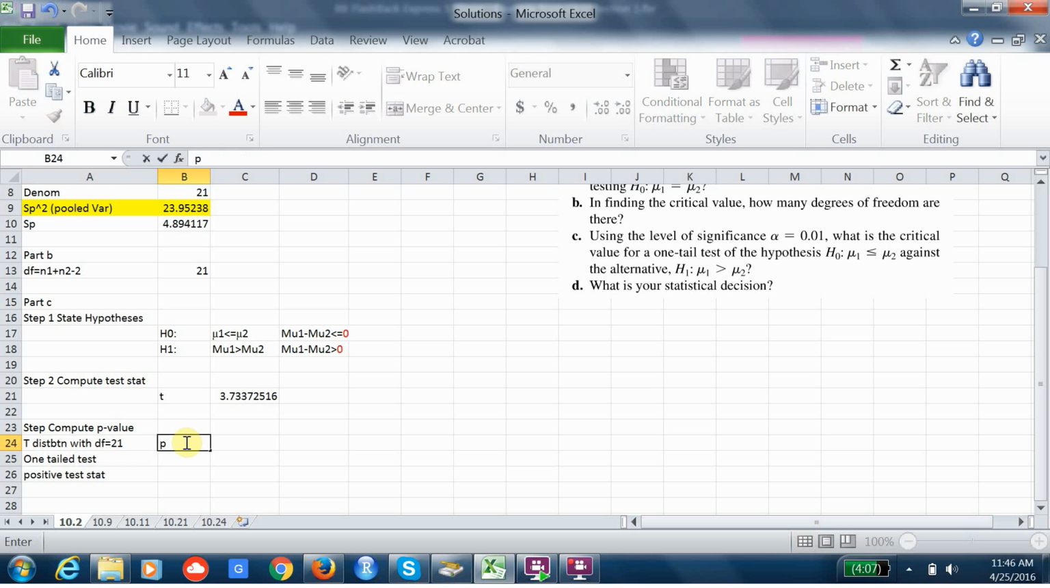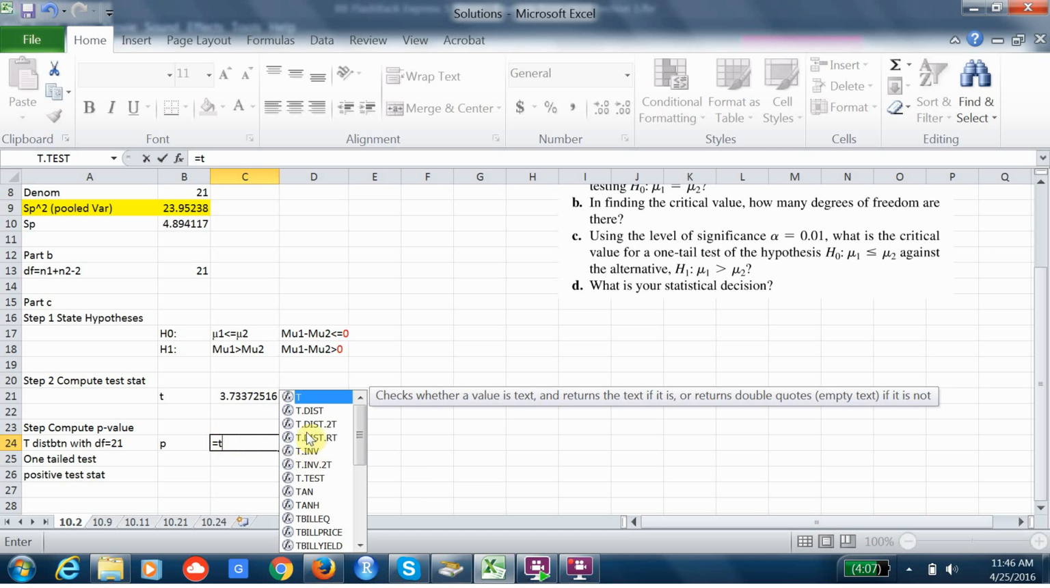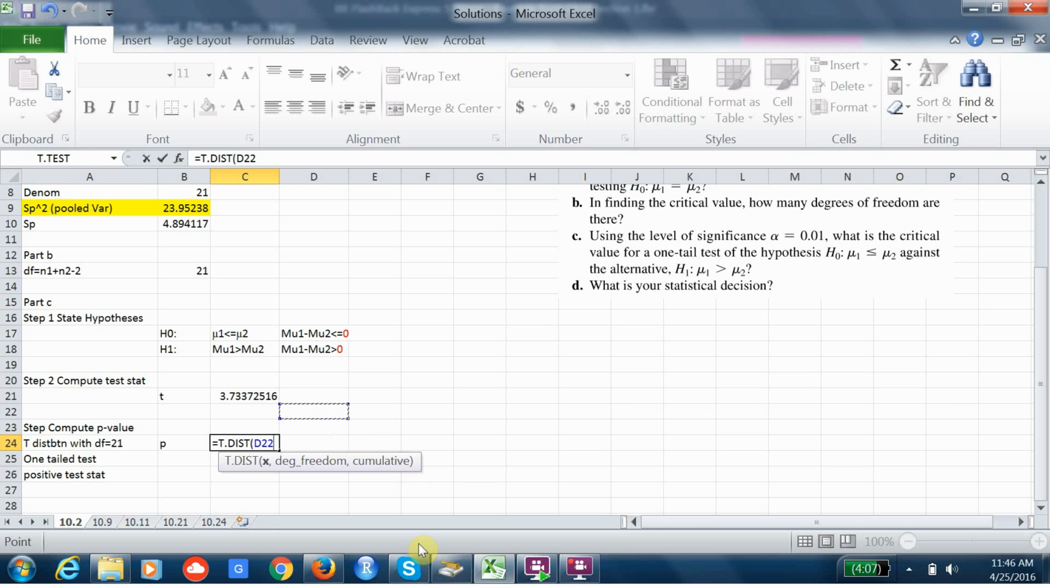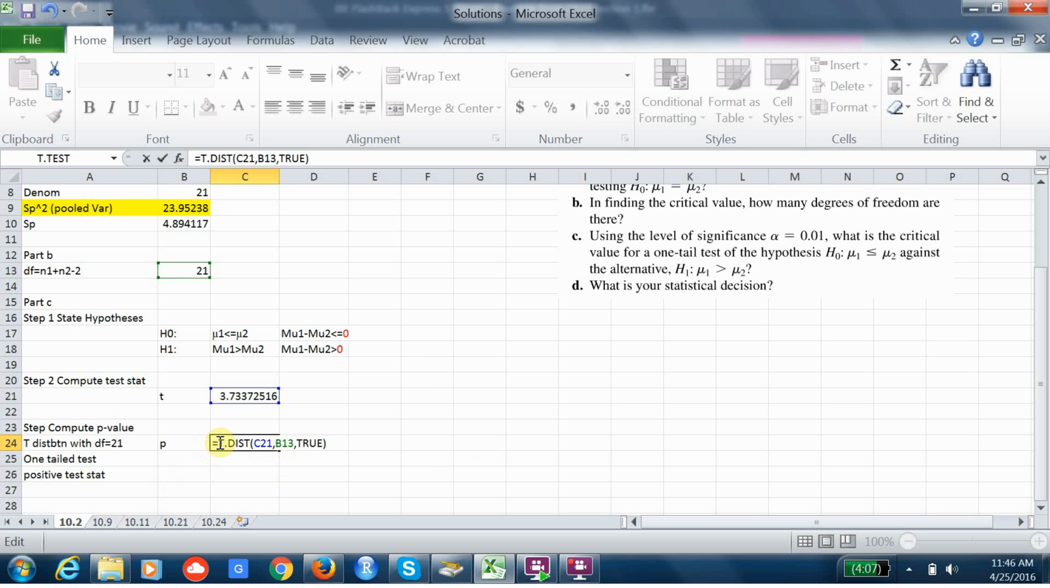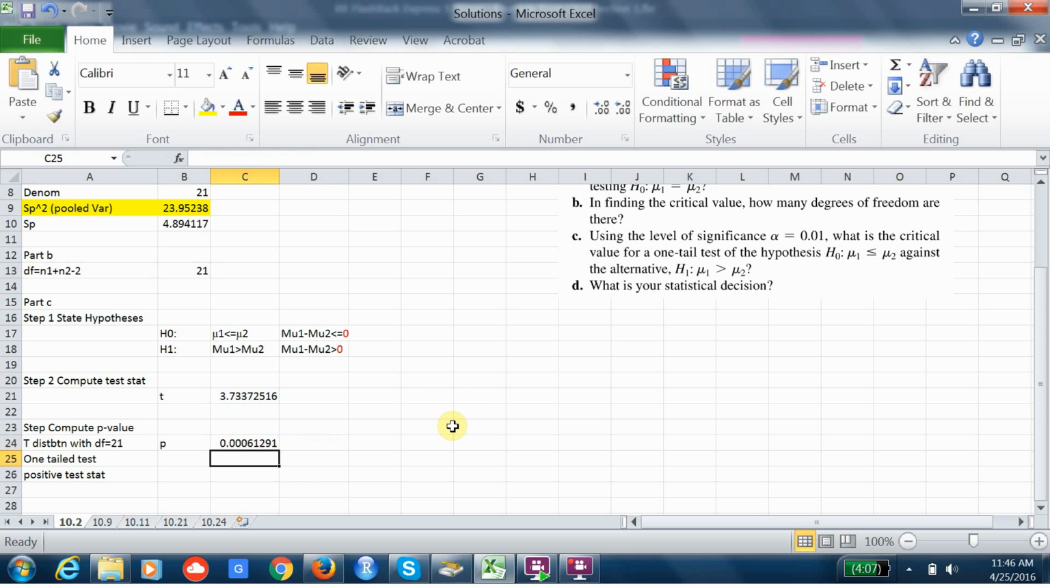So let's put this all together. P is equal to T.DIST here. This is my x score, my degrees of freedom are 21, and I do want it to be cumulative. But I'm going to have to say 1 minus this, because this command right now will give me the probability in the left tail, which is the lower percentile. Because this is above 0, I want the upper percentile. And as advertised, we can see that the p-value is very, very low.